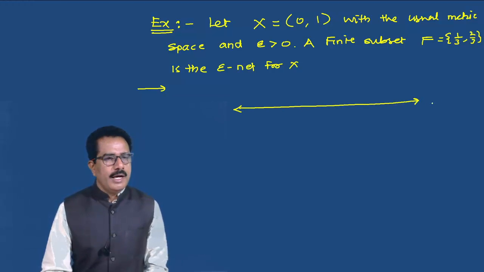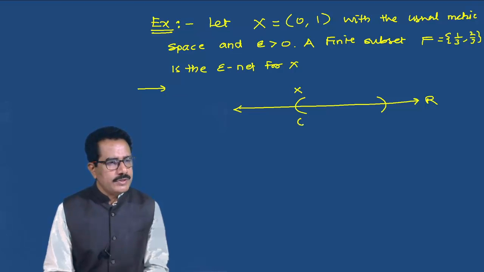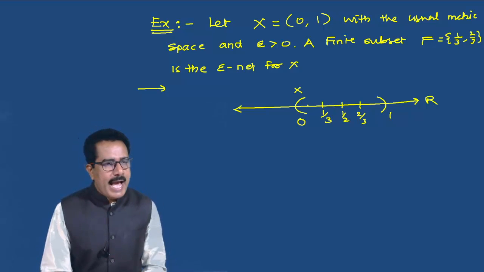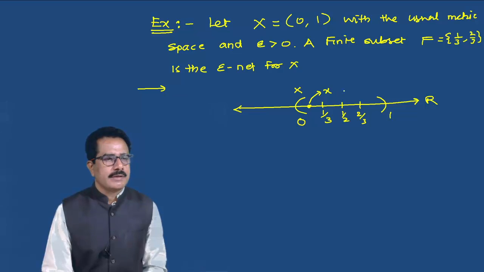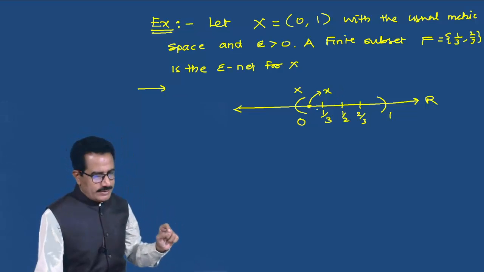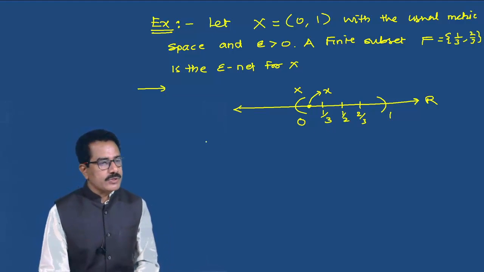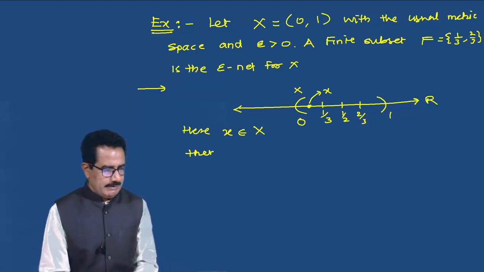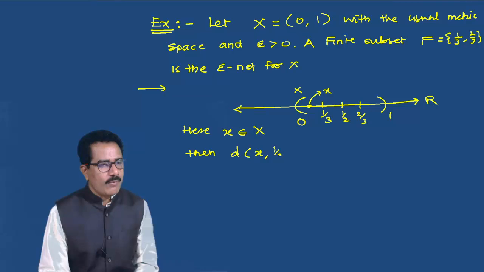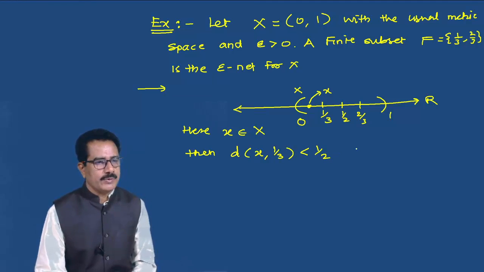See this, suppose this is a real line. If we consider this set X, 0 to 1, now we can write this as 1/3, this is 2/3, this is 1/2. If you take x here, suppose this is x, then the distance of x comma y, where x belongs to capital X, the distance of small x comma 1/3 is always less than 1/2, so epsilon is equal to 1/2.